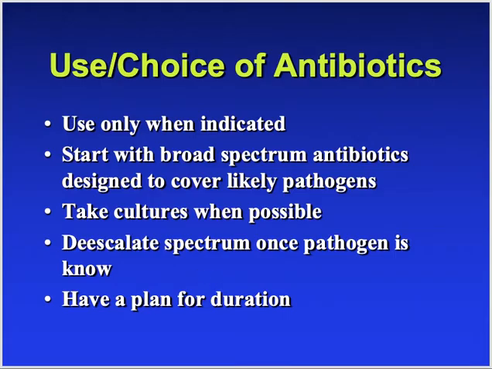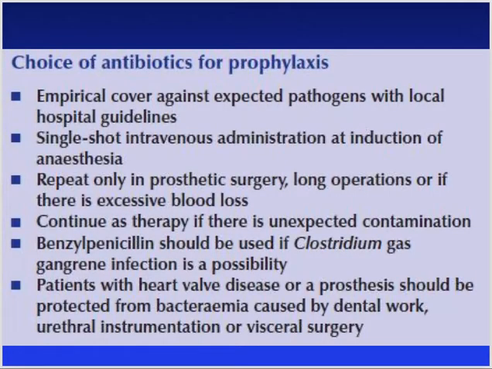Then, choice of antibiotic for prophylaxis. See, empirical cover against the expected pathogen with local hospital guidelines. Again, the same thing, local hospital guidelines. Single shot intravenous administration at induction of anesthesia. Repeat only in prosthetic surgery, long operations, or if there is excessive blood loss. Continuous therapy if there is unexpected contamination. Of course, penicillin should be used if Clostridium gas gangrene infection is a possibility. Patients with heart valve disease or prosthesis should be protected from bacteremia caused by dental work, urethral instrumentation, or visceral surgery. So, these things.